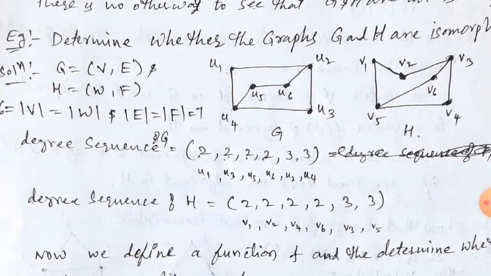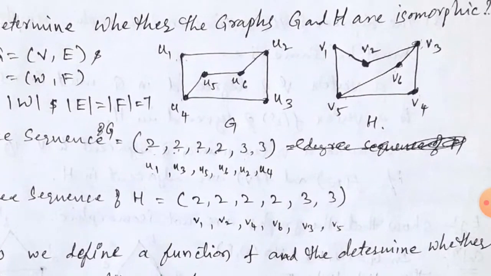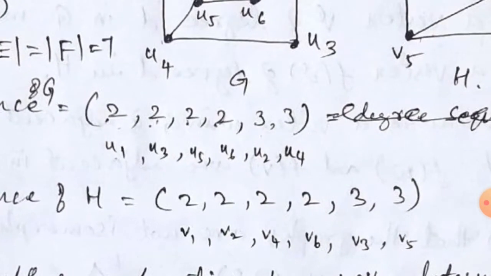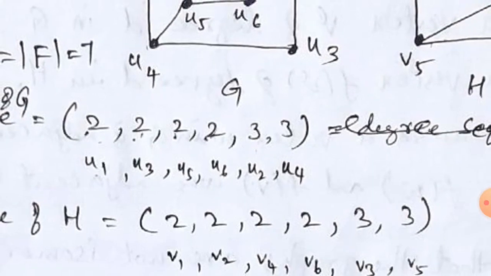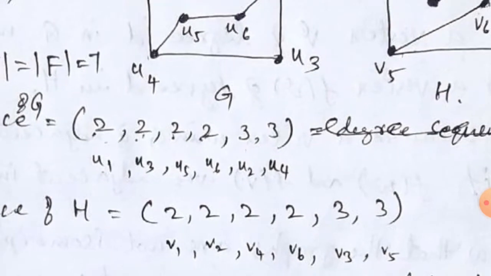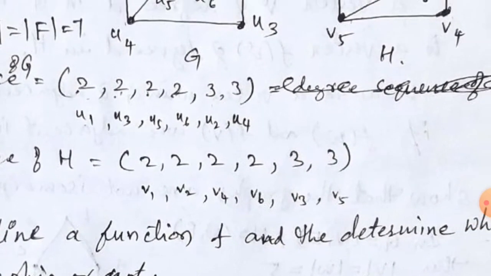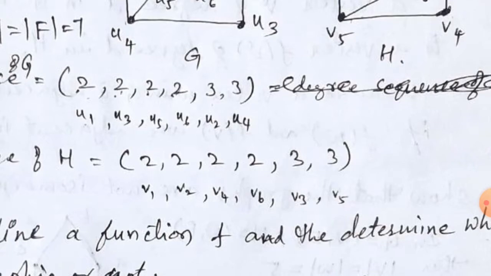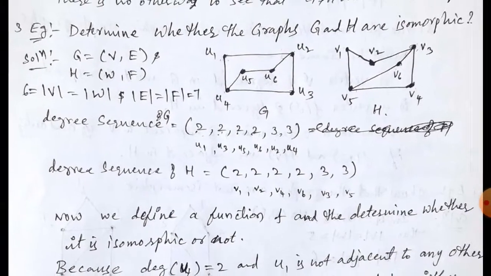You can count. Now what is the degree sequence of G? Observe, U1 having degree 2, U3 having degree 2, U5 having degree 2, U6 degree 2, U2 degree 3, U4 degree 3. So we are writing in ascending order. And observe the degree sequence of H. Here also the same degree sequence is there, 2, 2, 2, 2, 3, 3. Like that we are counting the degrees and writing them in ascending order. So the degree sequences are the same here.